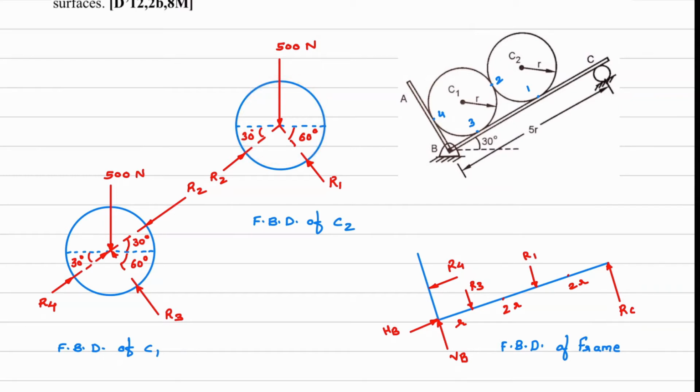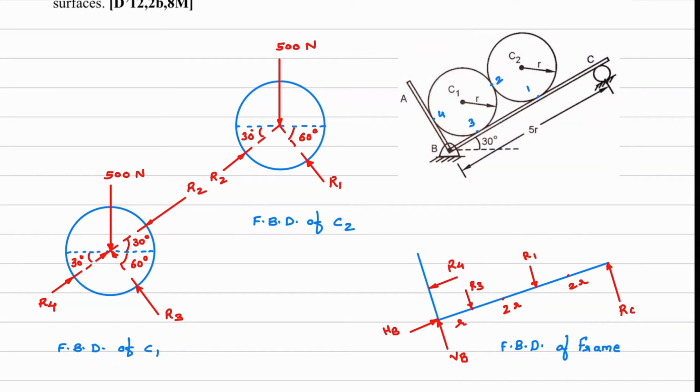This cylinder, what is the weight? It is acting in the downward direction, 500 Newton. Now if you see this cylinder, it is held in this position by the bottom cylinder because of this force. That force will be R2 as shown over here. And there will be a reaction at this point which is perpendicular to this frame. That will be R1. So I have shown R1, I have shown R2.